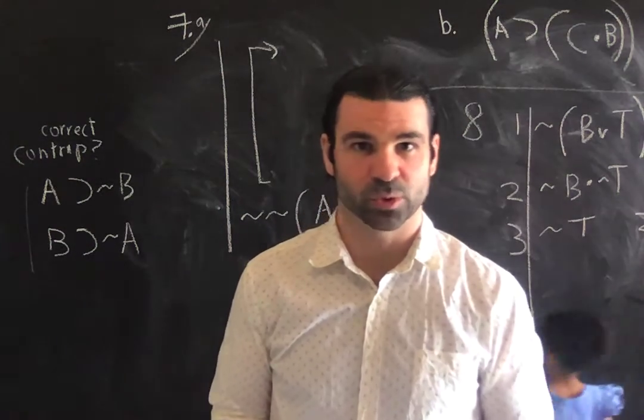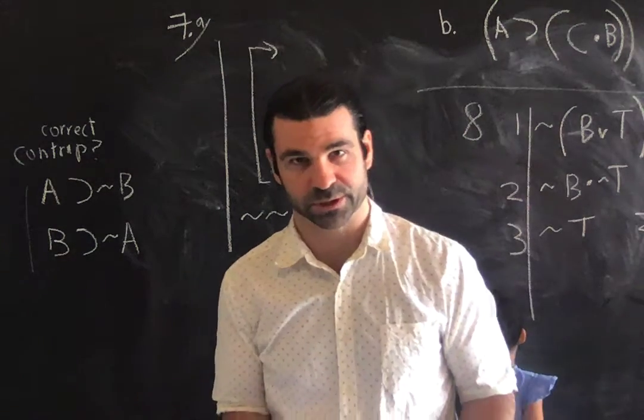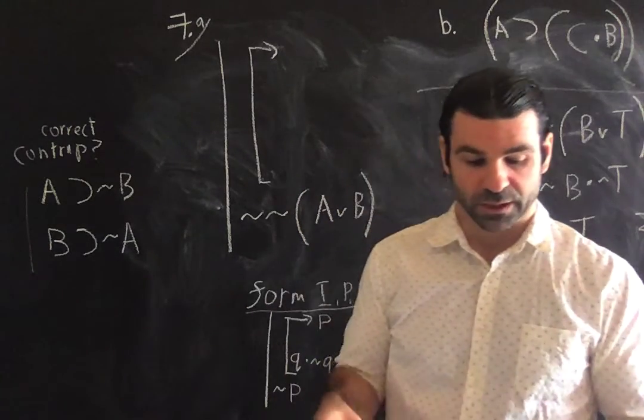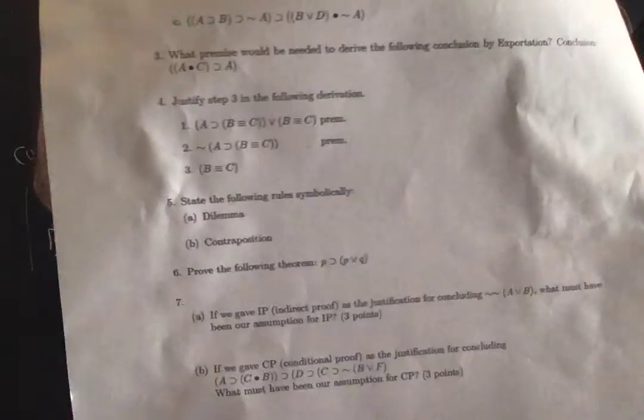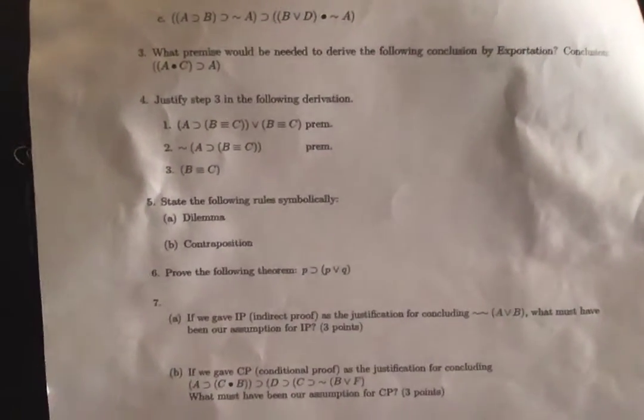Practice Exam 2, Part 4. We're up to question 7. If we gave indirect proof as the justification for this formula, I'm putting up the page because I want you to see how it looks on your page, although you should have it in front of you.